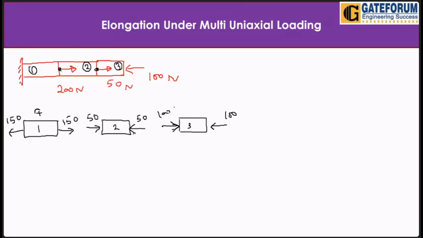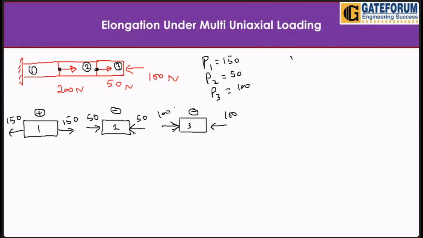So this one is positive, tensile. This one is negative, and this one is also negative here. So what is P1? Somebody will ask, what is P1, the load in the first portion? So 150. Here we have one. What is P2, the load in the second portion? So the load in the second portion is 50. Load in the third portion is 100, let's say.